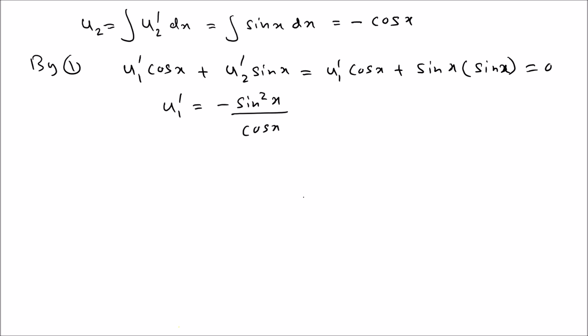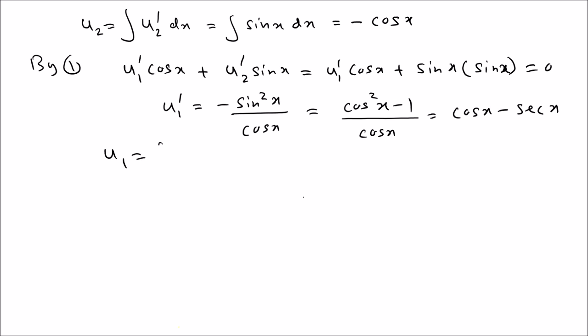Now we have to think of how to integrate this one. What we can do is write the top as cosine squared x minus 1 over cosine x. This you can split as cosine x minus 1 over cosine, which means secant x. So that means it's very easy to integrate.